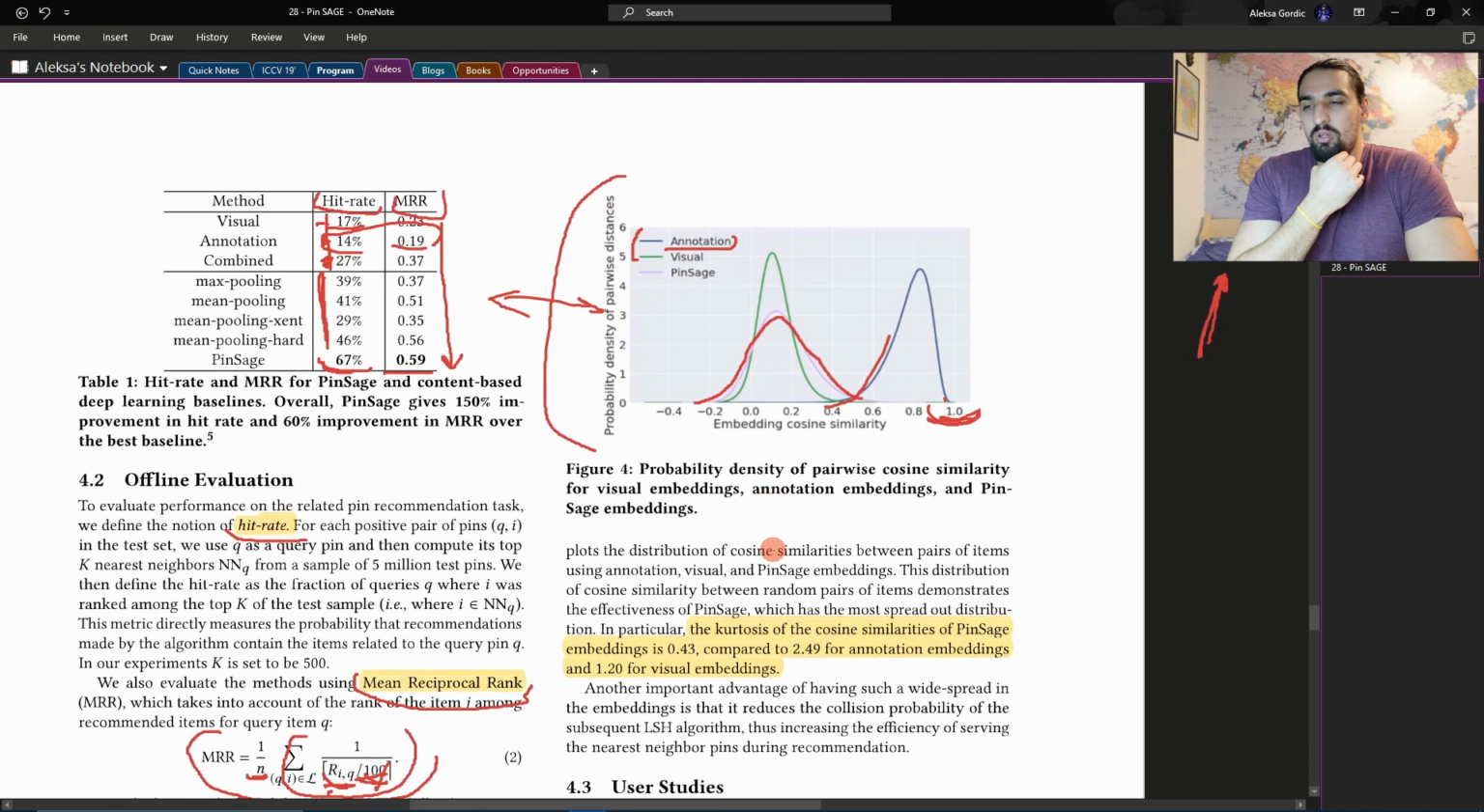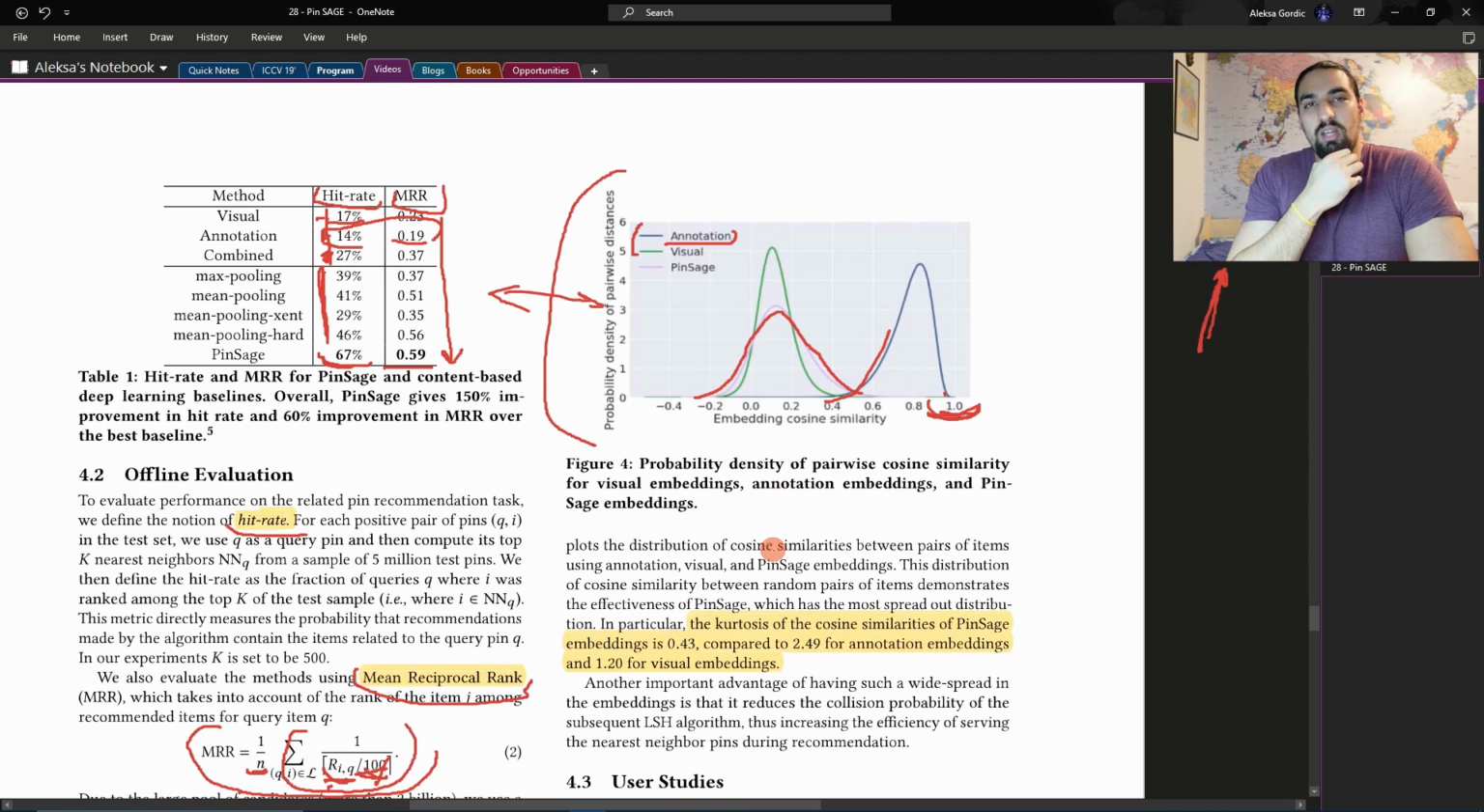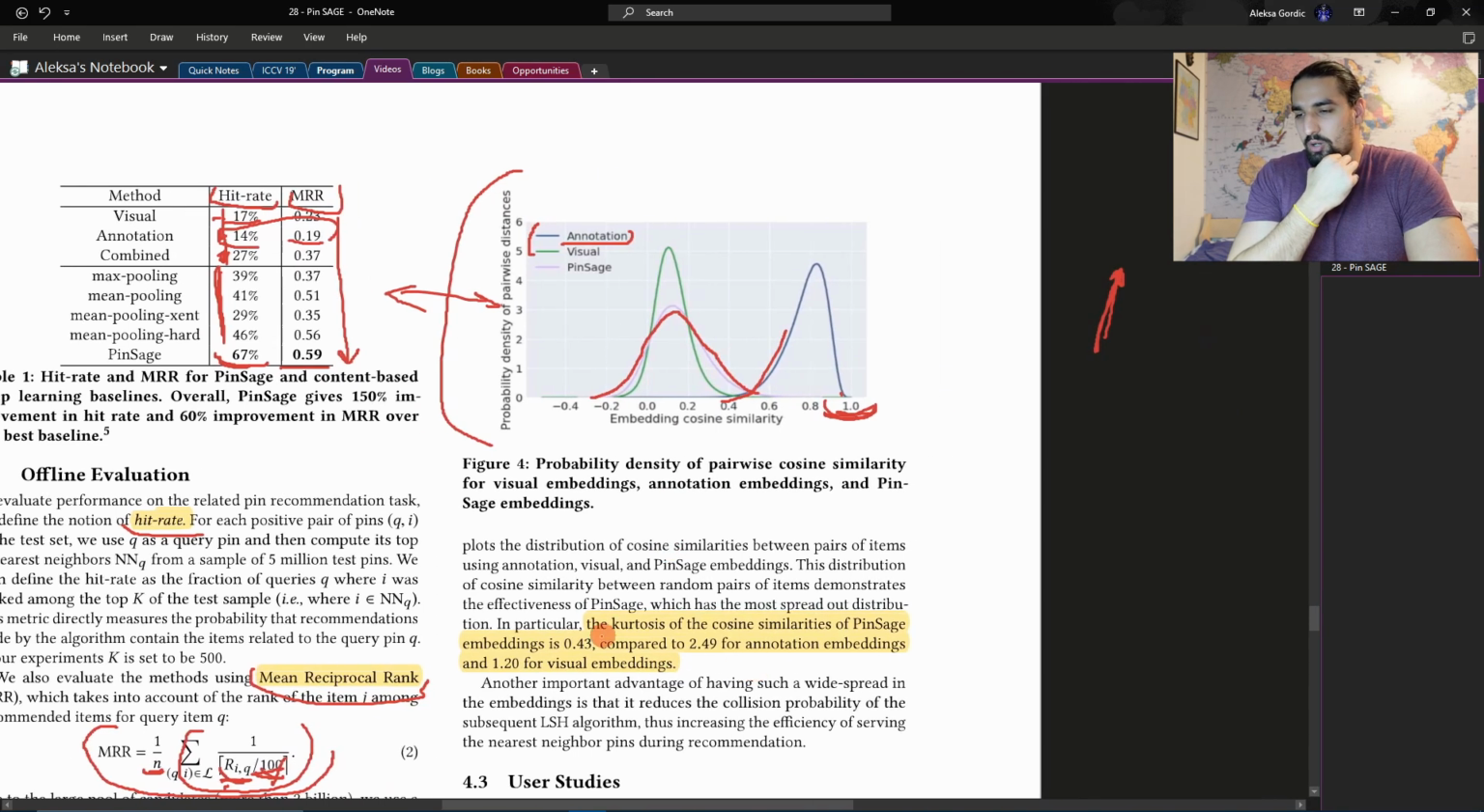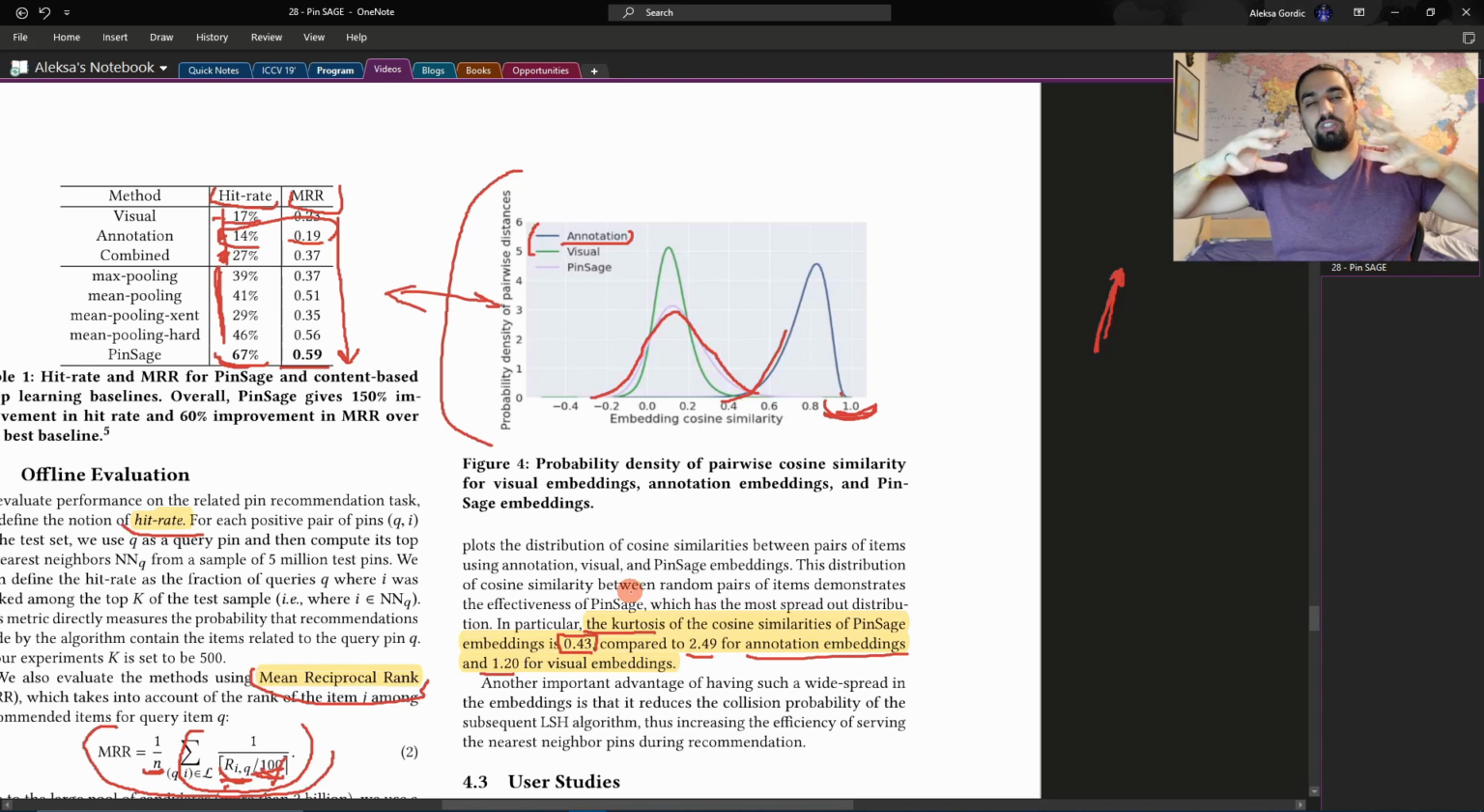And you can introduce some fancy mathematics into this, statistics. The kurtosis, a statistical measure of the cosine similarities, of the PinSage embeddings is 0.43, compared to 2.49 for annotation embeddings and 1.20 for visual embeddings. So you want to have this as small as possible. This pretty much measures how heavy the tails of the distribution are. So that's this statistical measure, the kurtosis. Okay.